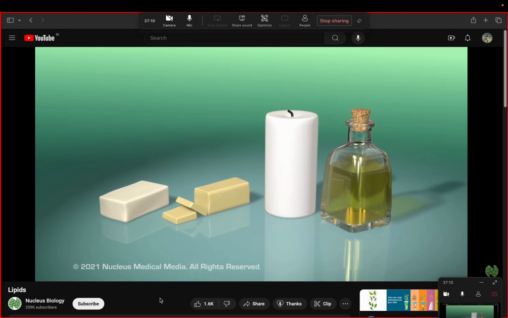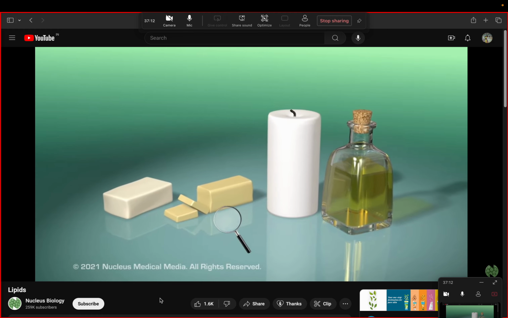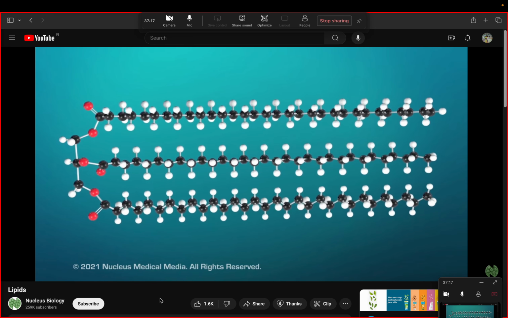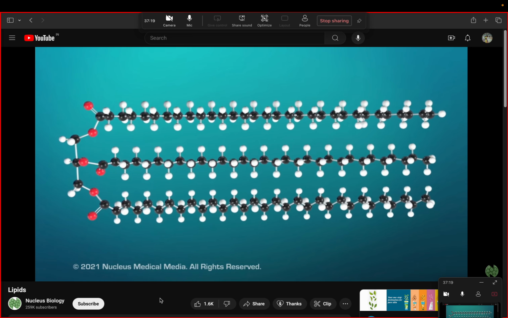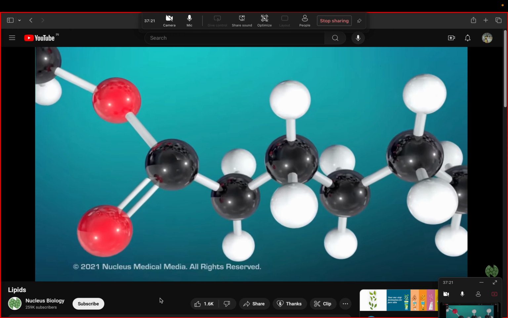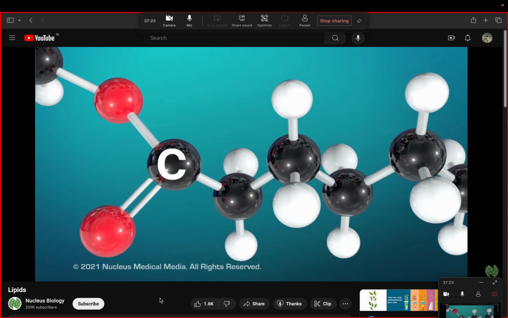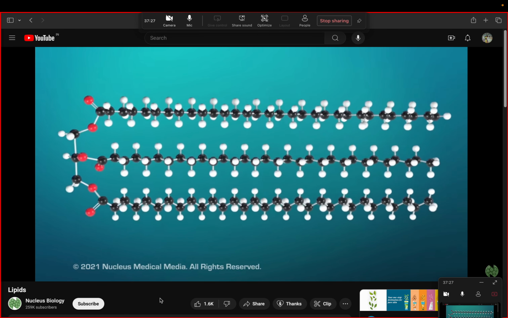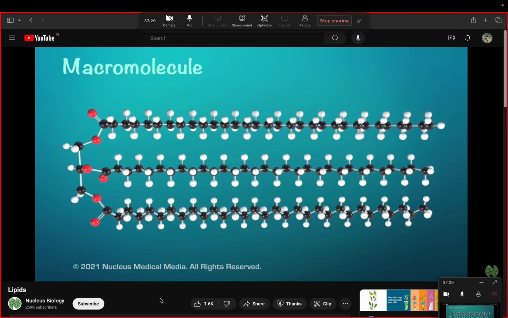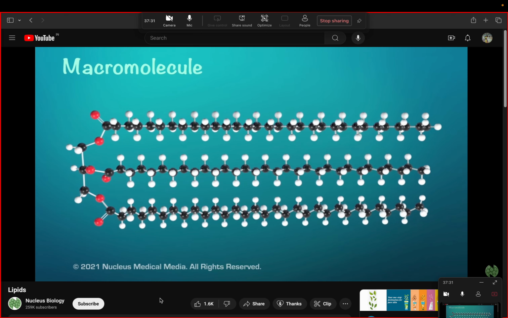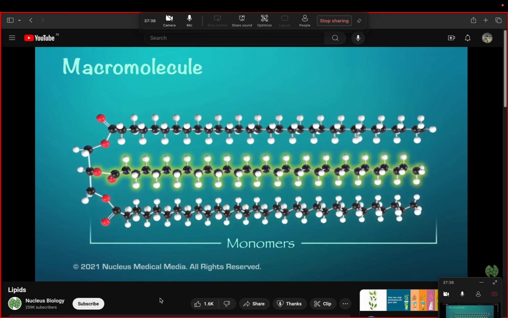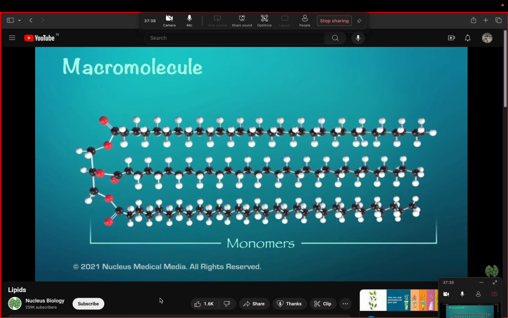So, what makes something a lipid? All lipids are organic macromolecules. This means lipids are large molecules containing the element carbon. Lipids also contain hydrogen and oxygen. Organic macromolecules, such as lipids, are formed by many units called monomers that are chemically bonded together.